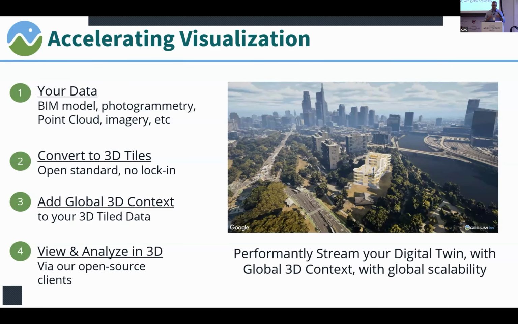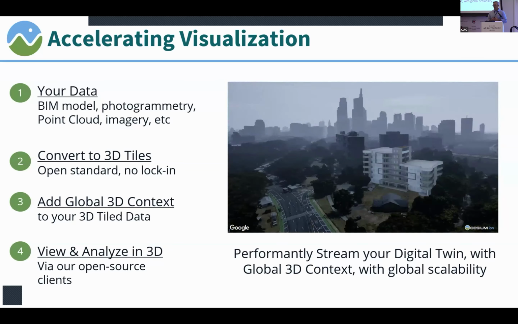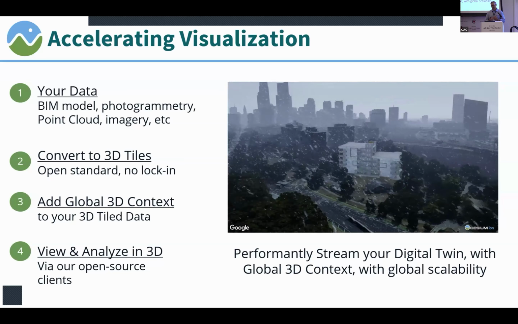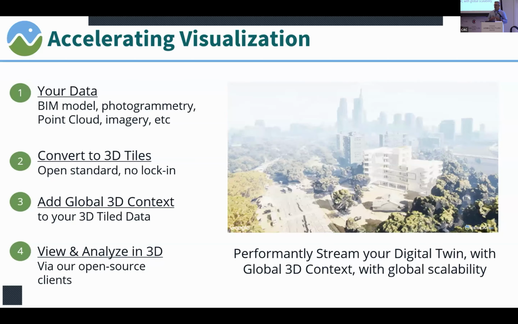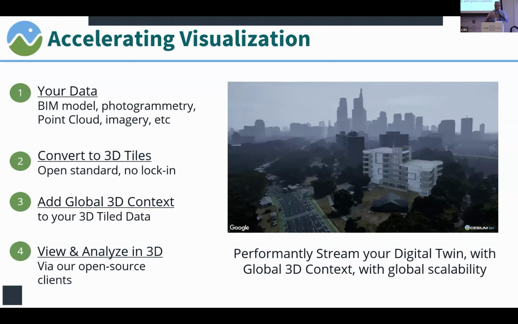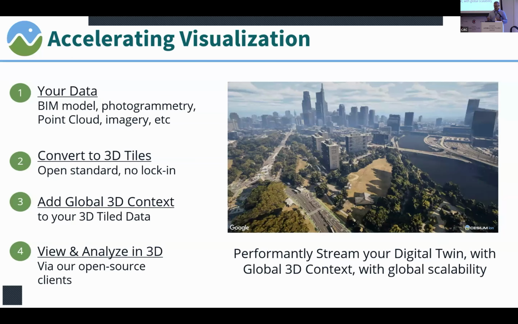So all this stuff is great. How does all this help inside of the design space? There's really four main areas here. One is, we take your data. That could be your BIM data, your design data, photogrammetry, your point cloud imagery. We take all that data and we can convert that into 3D Tiles. That's an open standard. There's no vendor lock-in. Any application that consumes 3D Tiles can view this data.